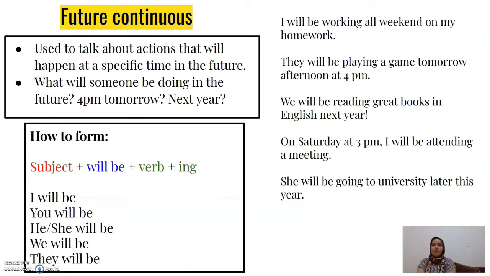Finally, let's review the future continuous. We use this tense to talk about actions that will happen at a specific time in the future. What will someone be doing in the future at 4 p.m. tomorrow or next year? To form this tense, take your subject plus will be plus the verb plus ing. Notice with this tense, we don't need to change depending on what our subject is. All the subjects use the same form: will be plus the verb and ing.